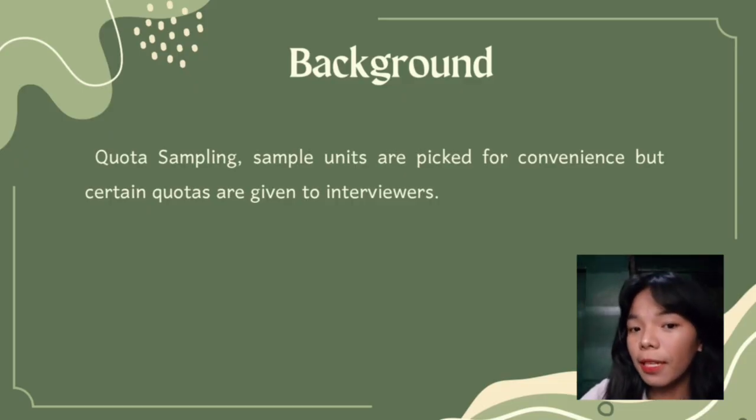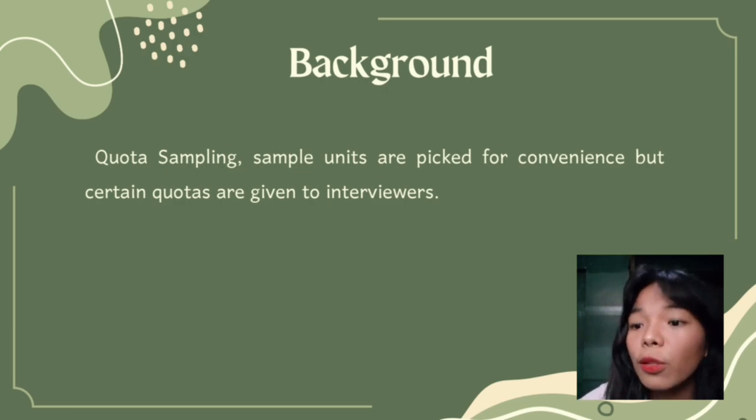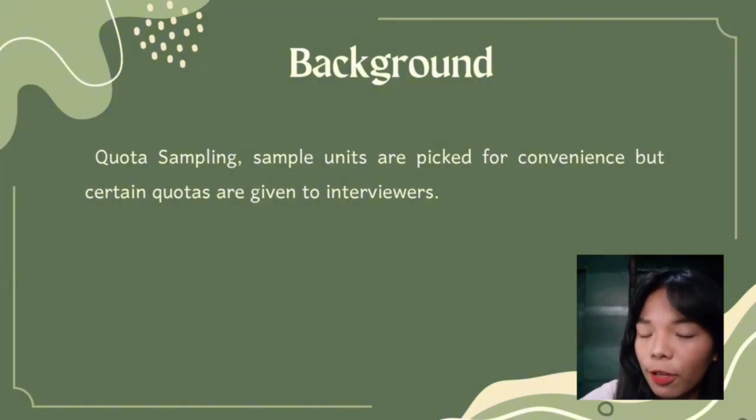We have two similarities of quota sampling. First is representation and the second is efficiency. So for representation, like probability sampling methods, quota sampling aims to ensure representation from different subgroups within the population. And for efficiency, quota sampling can be more efficient than probability sampling methods, as it allows researchers to target specific subgroups and reduce data collection costs.